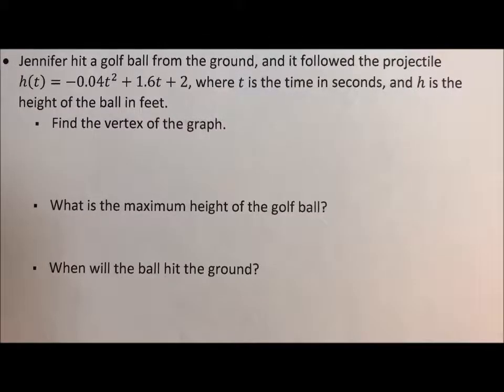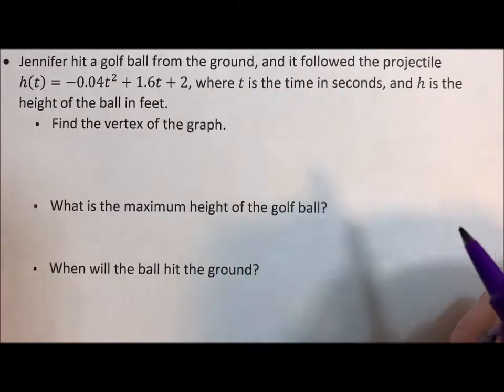Today I'm doing a series of videos on quadratic equations. Jennifer hit a golf ball from the ground and it followed the projectile h of t equals negative 0.04 t squared plus 1.6 t plus 2, where t is the time in seconds and h is the height of the ball in feet. Find the vertex of the graph.